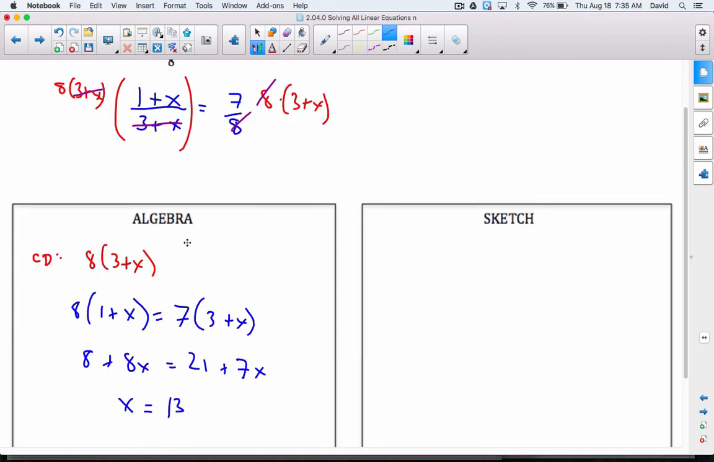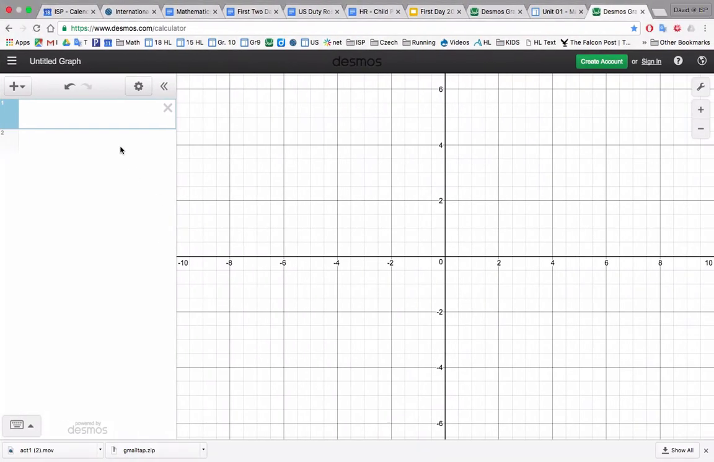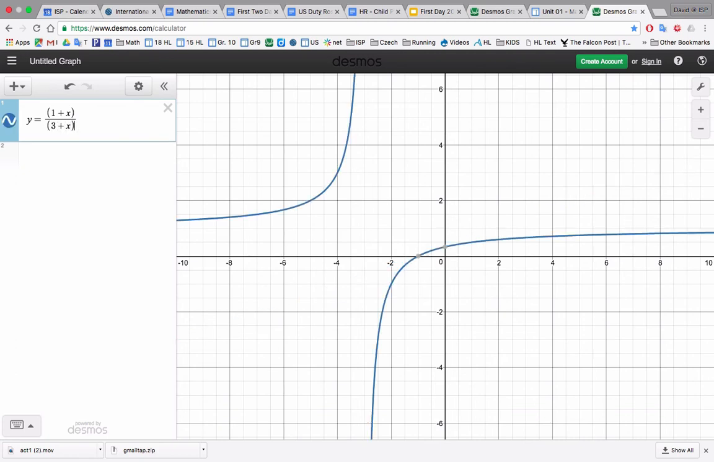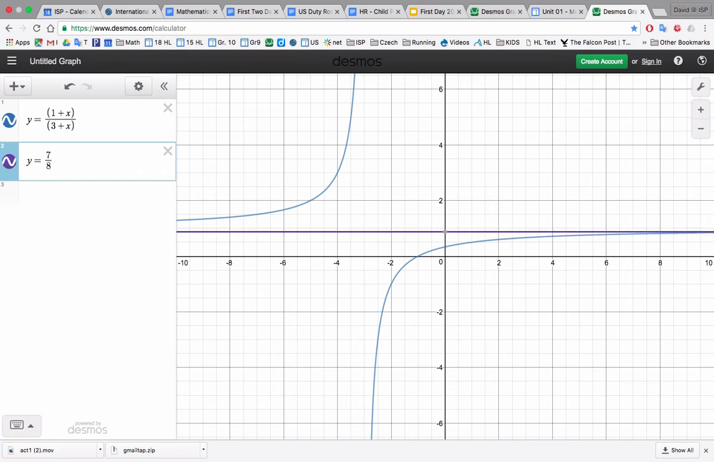Now to check that algebra with the sketch, I'm going to move over to the equation to this side here and go y equals parentheses 1 plus x divided by 3 plus x. And I get that funny graph again. And so when the variable's in the bottom of my fraction, I often will get these crazy looking curves, and that's totally fine. And this is equal to 7 divided by 8. And so here's that line there.